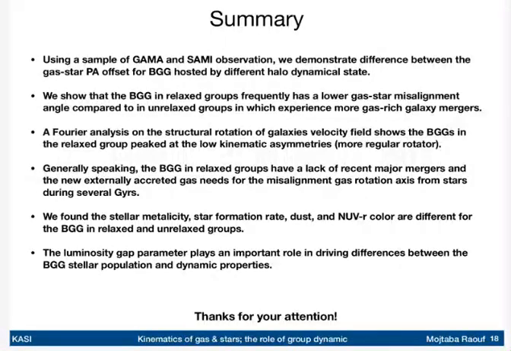at really early times of the universe, the misalignment of the rotation axis of gas and stars. And we found the stellar metallicity, the star formation rates, dust, and color are different in the BGG relaxation systems, and finally we showed that the luminosity gap parameter is the important driving parameter for the difference between these two types of galaxy systems. Thank you.